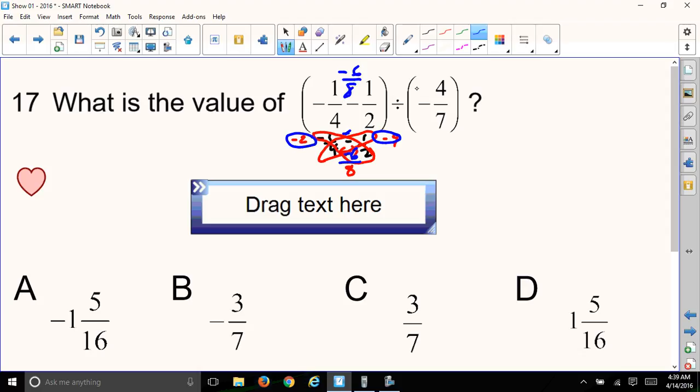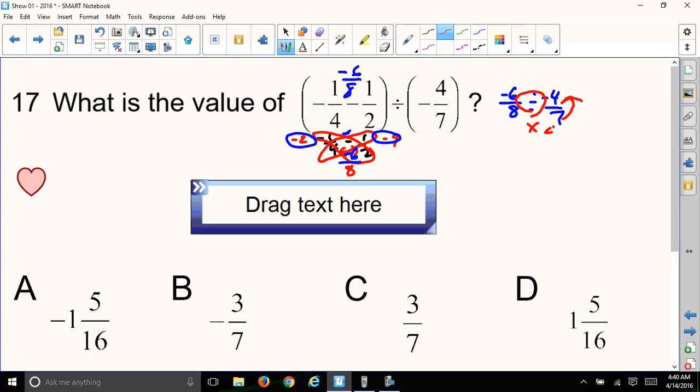And I'm going to divide that by negative 4/7. So let's get that over here. Negative 6/8 divided by negative 4/7. You remember the rule for division? The first thing is you're multiplying, not dividing, by the reciprocal of the second number. Reciprocal means you have to turn this fraction upside down. So that's going to be 4 on the bottom now.